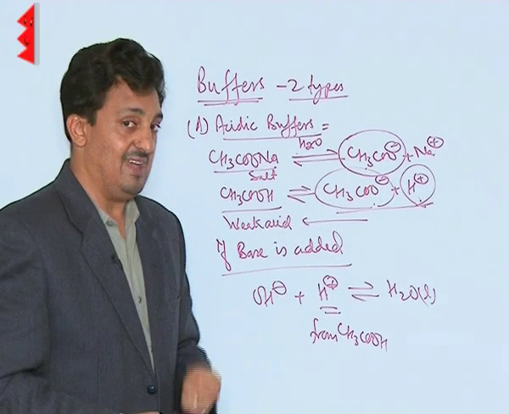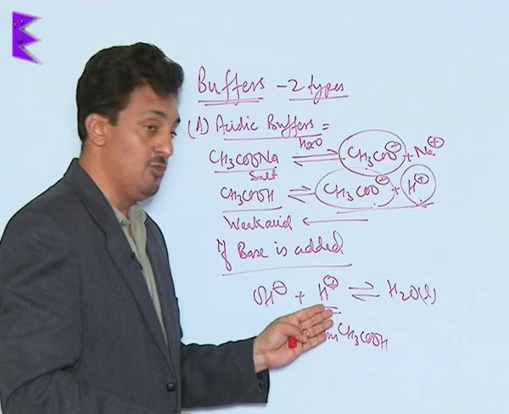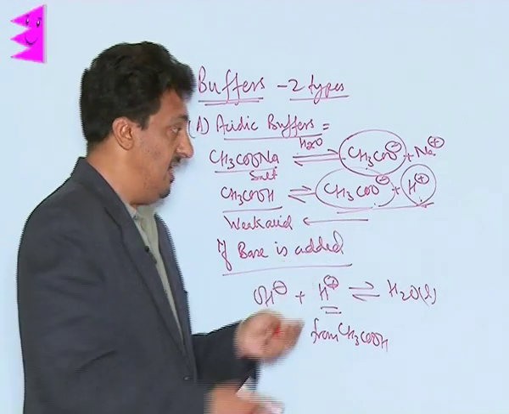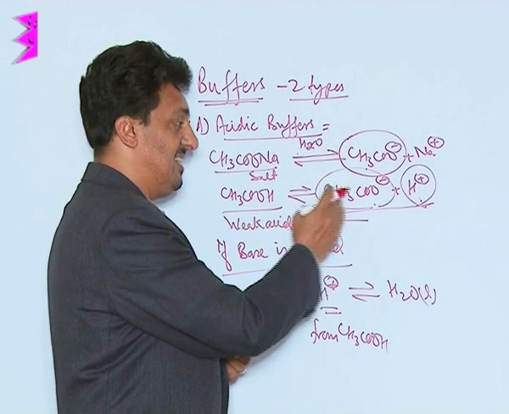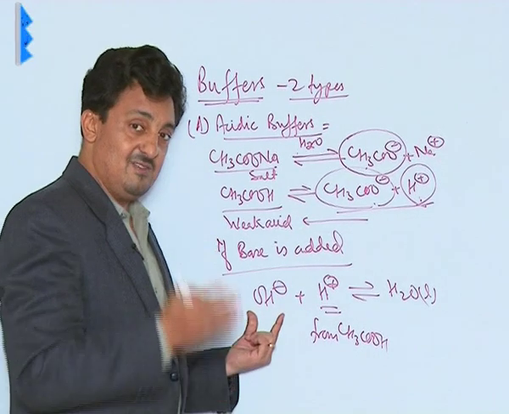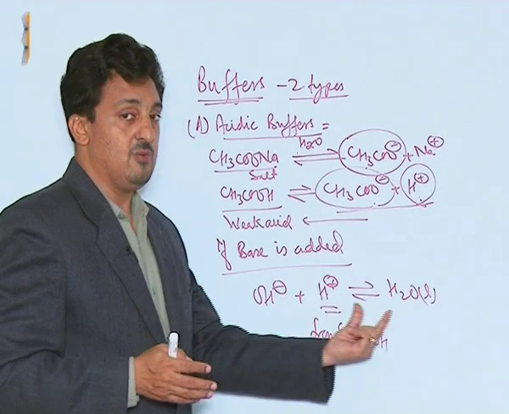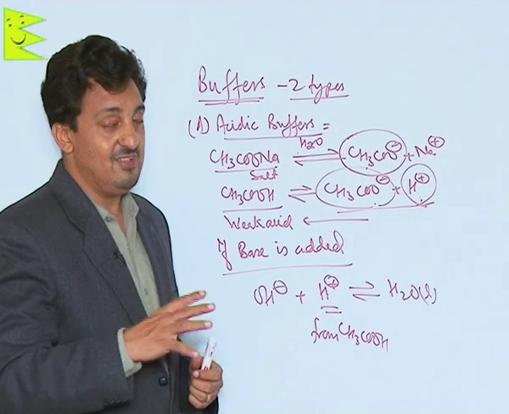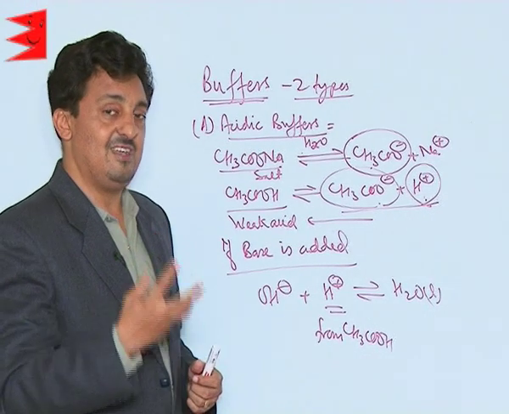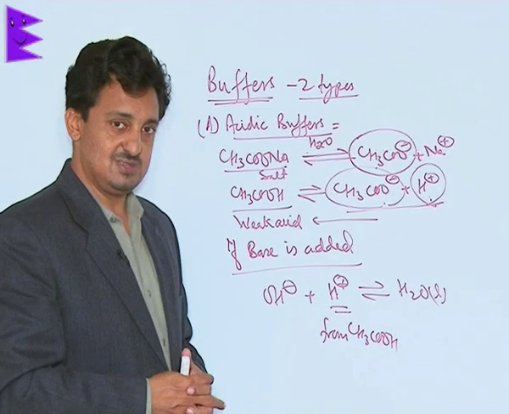But we know from Le Chatelier's principle, the more the H plus ions get consumed, the more the degree of dissociation of acetic acid will increase. It will dissociate to a larger extent, giving you more H plus ions. So in this way, if a base is added, it will be continuously consumed by these H plus ions forming water, and therefore there is no net change in the OH ion concentration, and it can resist the change in the pH.